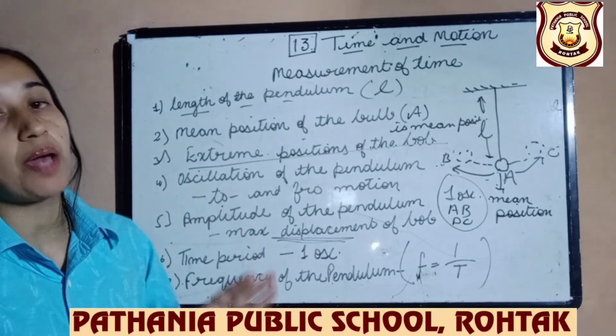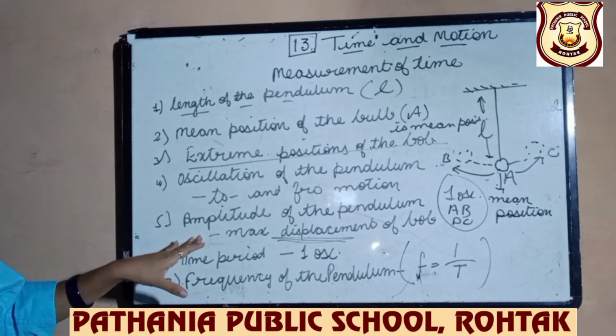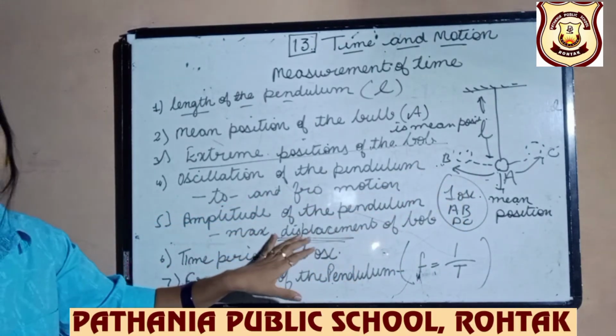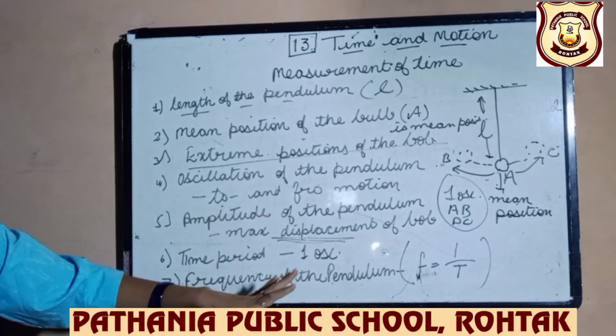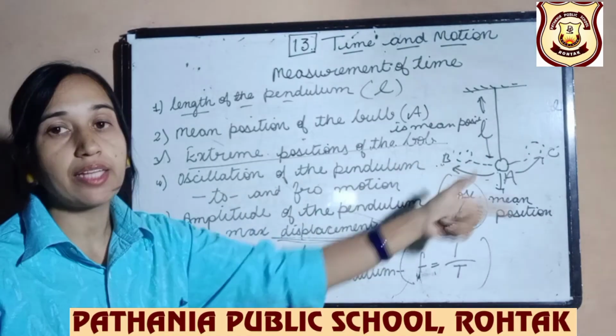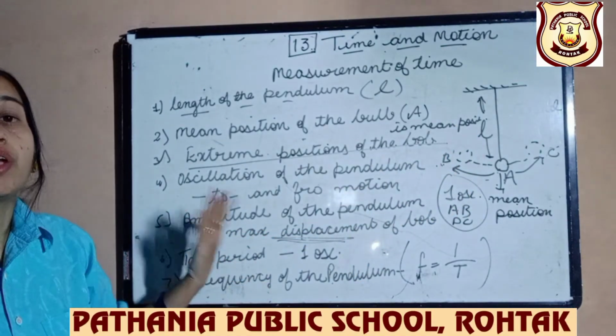What is the time period? One oscillation as the maximum displacement of the bob from its mean position. I'm talking about this again. The maximum displacement, what you will write in this. The maximum displacement of the bob from the mean position on either side of it. Either side of it is called this. And what about time period? How you will write that?